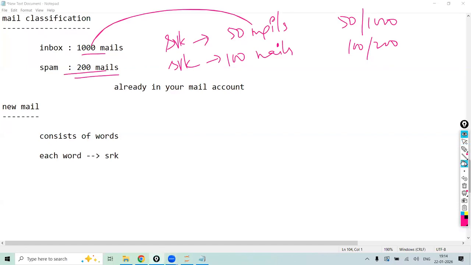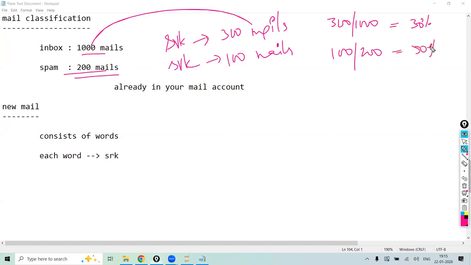For example, here 300 mails consist of SRK. Though 300 mails are there, value wise which is highest, 100 or 300? Inbox is highest. But we should not see it value wise; we have to see it percentage wise. So 300 out of 1000 is 30%, whereas 100 out of 200 is 50%. Since it is having more weight, automatically the SRK word will be considered as spam.